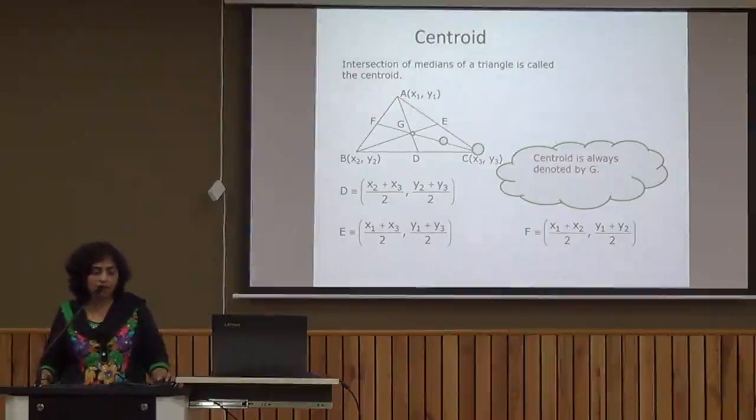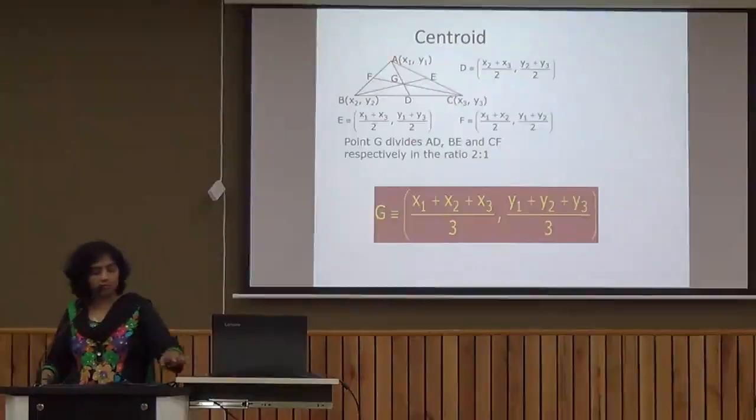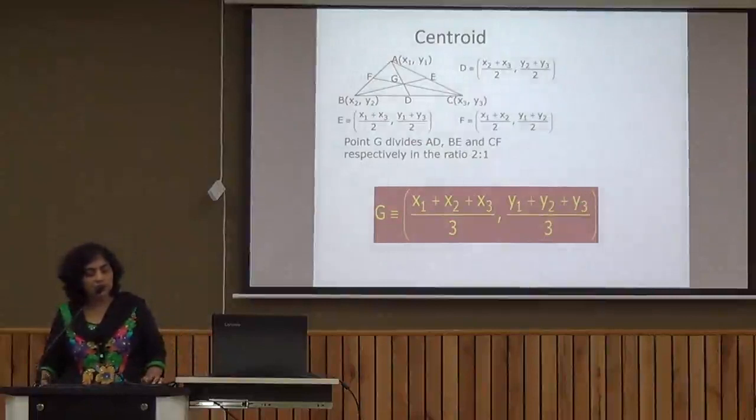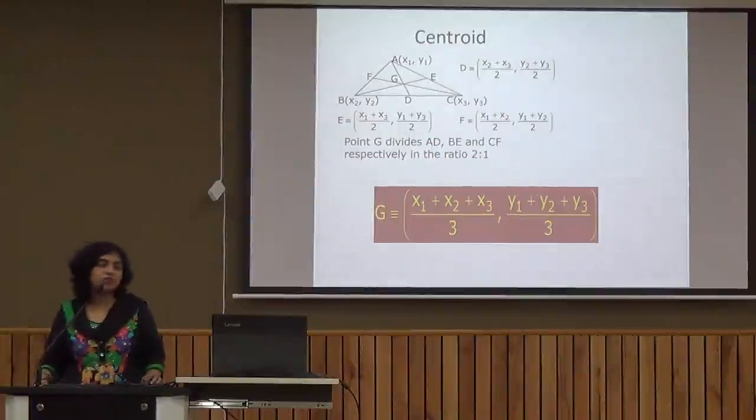Similarly, we get the coordinates of E, F and D. E is x1 plus x3 upon 2, y1 plus y3 upon 2, F is x1 plus x2 upon 2, y1 plus y2 upon 2. Now the point G is lying on the line segment AD, dividing the line AD in the ratio 2 is to 1. Applying this, we get the coordinates of G as x1 plus x2 plus x3 upon 3 and y1 plus y2 plus y3 upon 3.